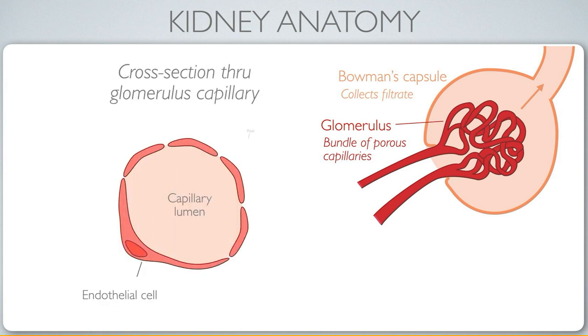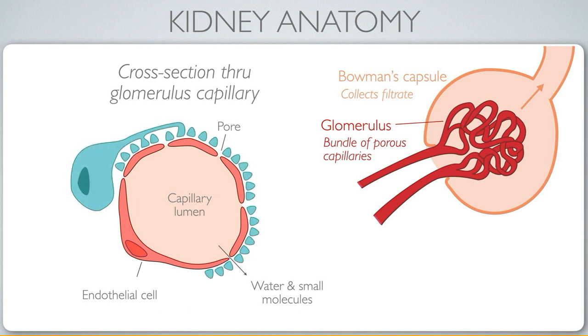So if you take a cross-section through one of these capillaries, its walls are composed of endothelial cells, just like a regular capillary. But what we have here are these pores, openings that allow for water and small molecules to escape. These are really delicate structures, so they're reinforced by accessory structures called podocytes. They still get damaged, so if you have hypertension, then you can blow out the capillaries in the glomerulus and cause kidney failure, which is not good, obviously.